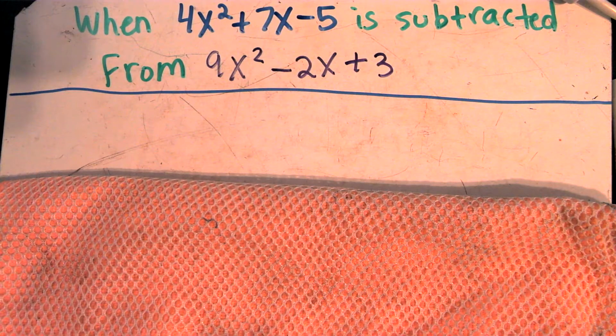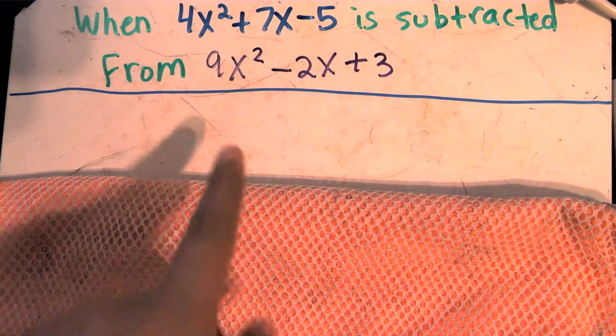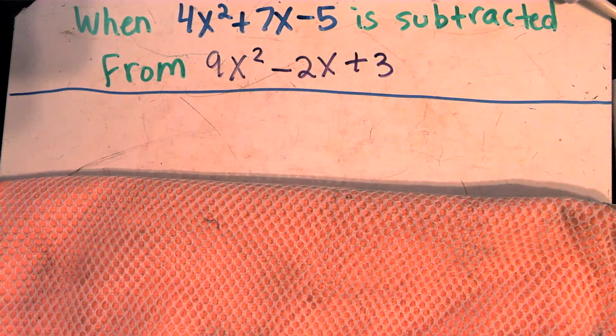Today we're learning to subtract polynomials. Typically you'll see it in word format, for example, when 4x squared plus 7x minus 5 is subtracted from 9x squared minus 2x plus 3.